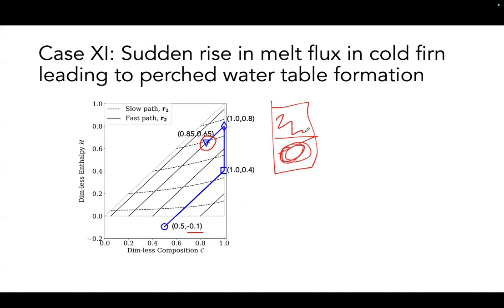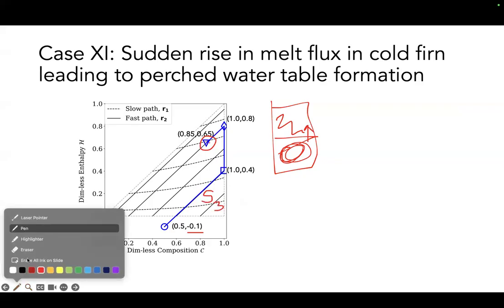And in that case, you form a rising perched water table or a leaky perched aquifer, because there is still this wetting front S3 that will percolate into the Firn. So it's a leaky Firn. It's a leaky perched aquifer. It's not closed, like an aquitard.